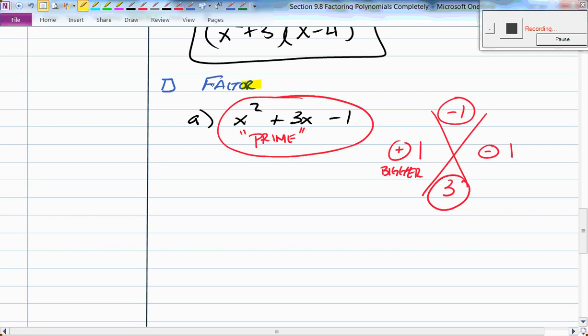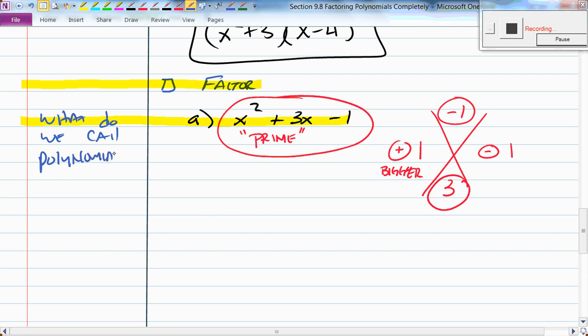So that would be a great question to ask yourself. What do we call polynomials that we cannot factor? Let's write that part down. What do we call polynomials we can't factor?